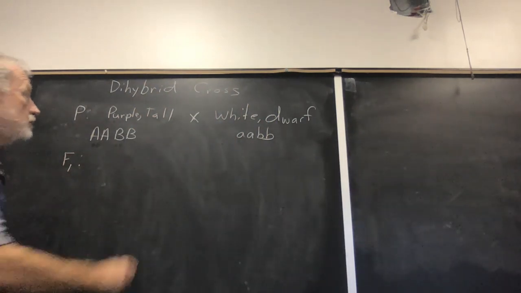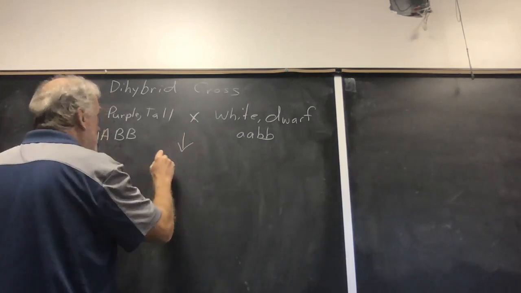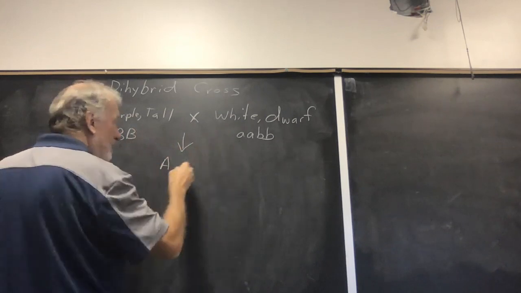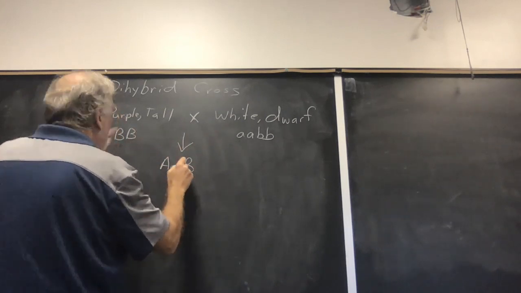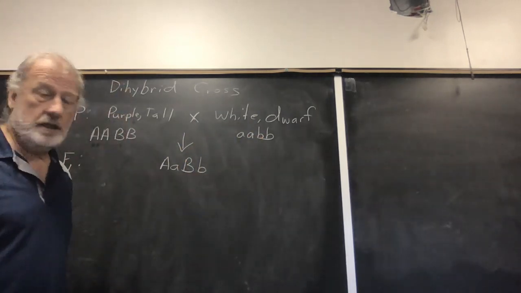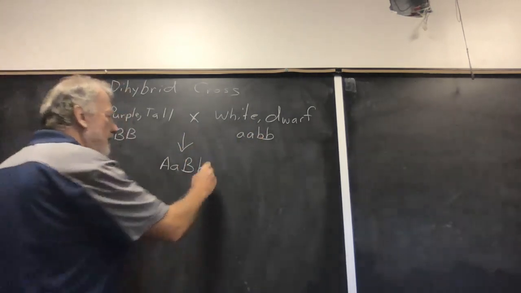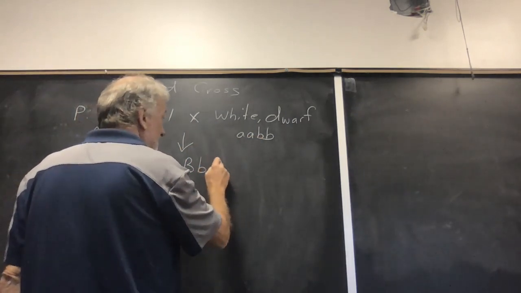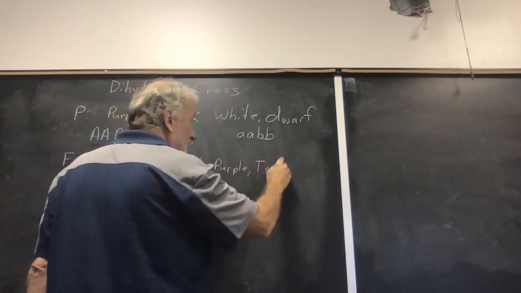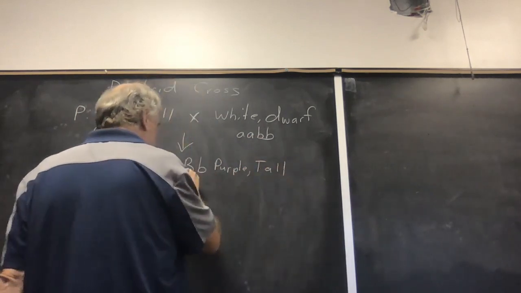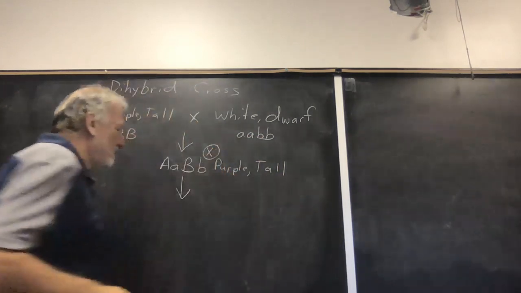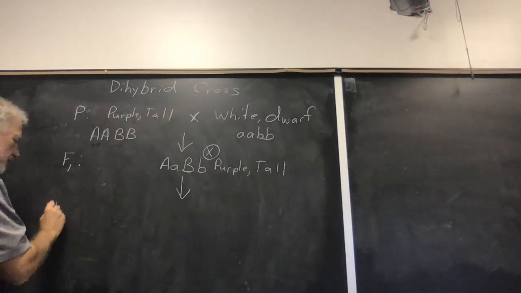So the F1 or first filial generation gets a big A from this parent, a little a from that parent, a big B from this parent, and a little b from that parent. So their genotype is big A, little a, big B, little b, and they will all be purple and tall. We'll cross the F1s, or self them since we're dealing with plants, to get an F2 generation.